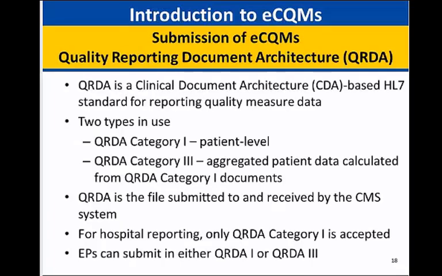eCQMs are submitted using QRDA, or the Quality Reporting Document Architecture. And currently, hospitals can only submit in QRDA 1, which is patient-level data. Eligible professionals can submit eCQMs in either QRDA 1 or QRDA 3. QRDA 3 is aggregated patient data. And providers can submit the QRDA themselves or through a data submission vendor.